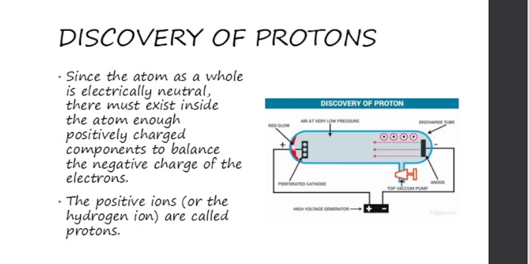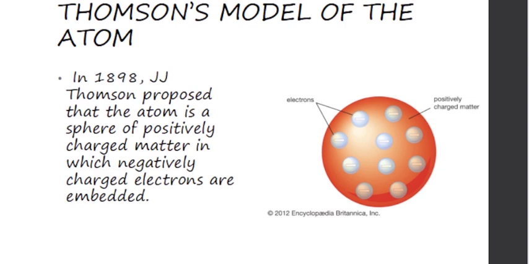Since the atom as a whole is electrically neutral, there must exist inside the atom enough positively charged component to balance the negative charge of the electrons. Yes, it makes sense. The positive ions or the hydrogen ions are called protons. So have that in mind, that if there are electrons with negative charge, there has to be a positive charge to balance it out. And that positive charge that balances it out is what we refer to as the protons.